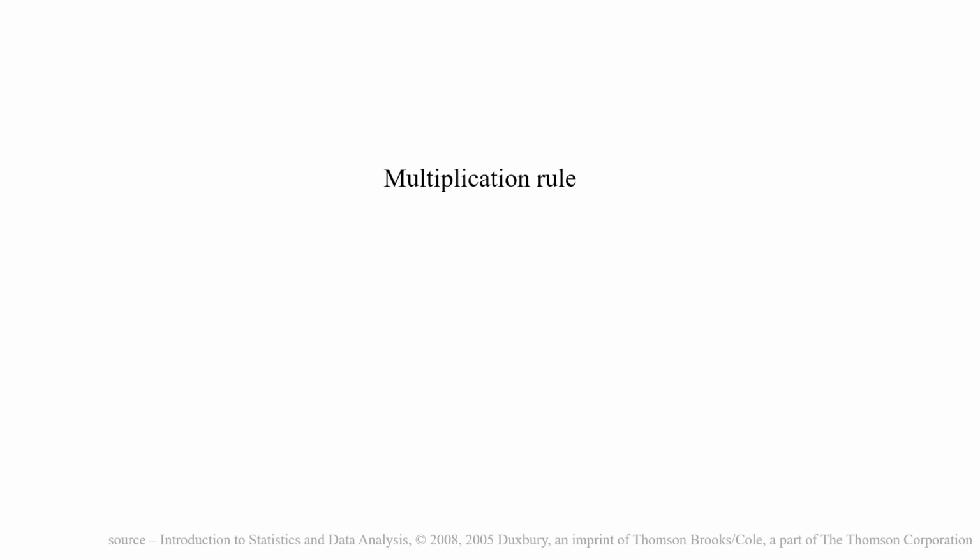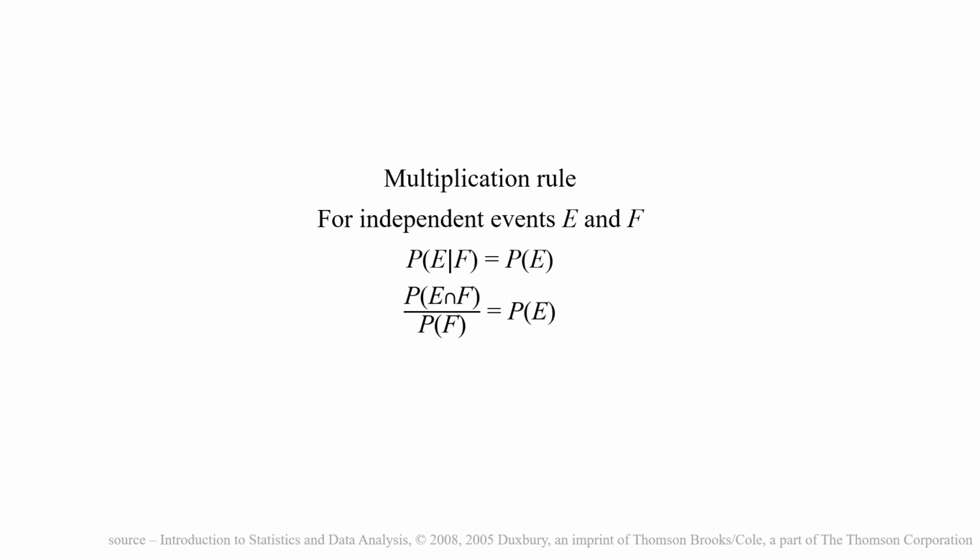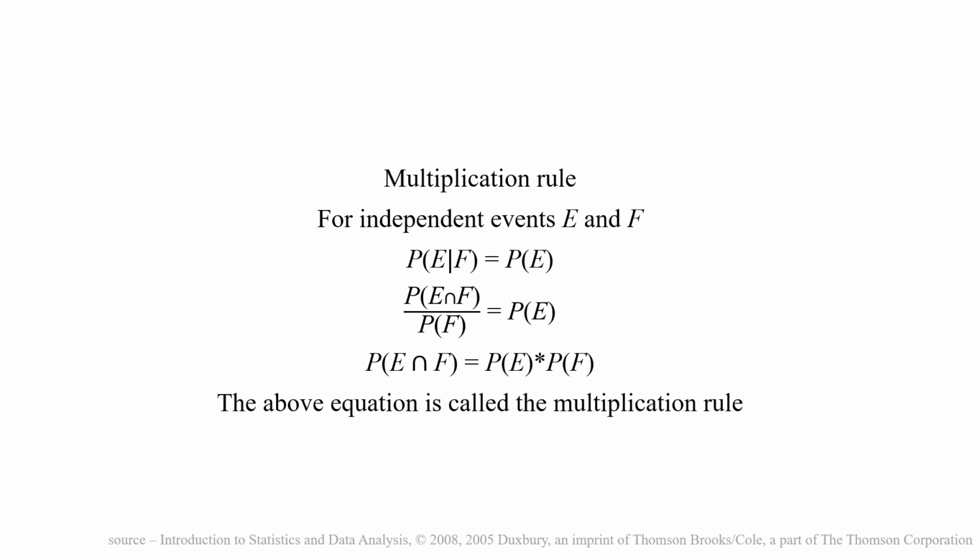Multiplication rule. For independent events E and F, we learned that probability of E given F equals probability of E. Expanding probability of E given F, we get probability of E intersection F divided by probability of F equals probability of E. Thus, probability of E intersection F equals probability of E multiplied by probability of F. The above equation is called the multiplication rule.